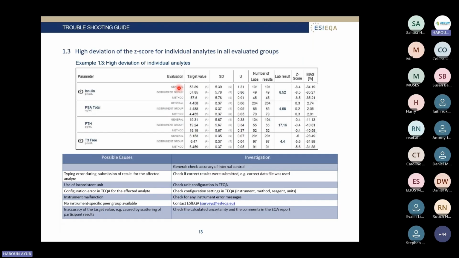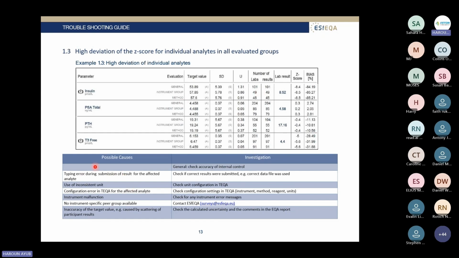So an individual analyte has a high deviation. Let's say this one, you can see now we have general instrument and method, and then you have your lab result. So check if you had an issue on typing. Remember, for this particular one the targets are 53, 57, and 57, and your result is 8.52. So definitely check if you are using the right units, or you typed the value wrongly. You need to be very keen on that. This might point to such cases, especially the units. If you have units that are wrong, you'll be categorized or grouped very lowly. So if you have very high Z-scores at some point, make sure you check on that.